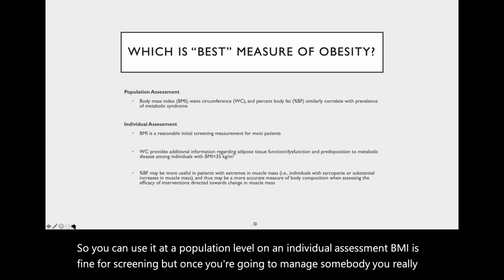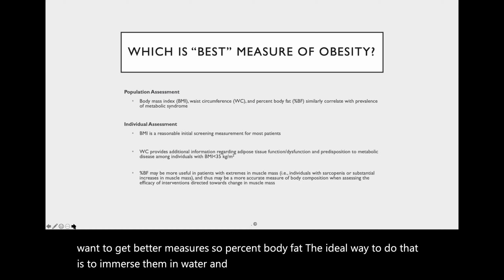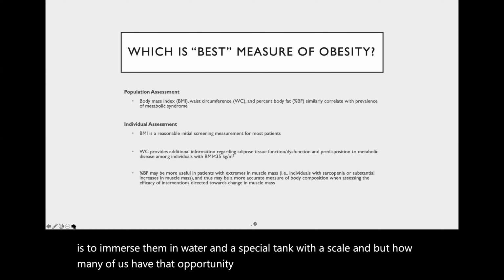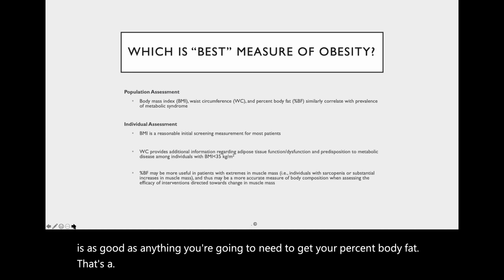So for percent body fat, the ideal way to do that is to immerse them in water in a special tank with a scale, but how many of us have that opportunity? Probably triceps skin fold thickness is as good as anything you're going to need to get your percent body fat. That's a reliable enough method.